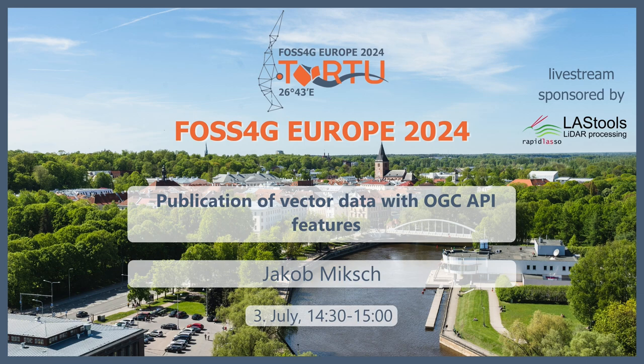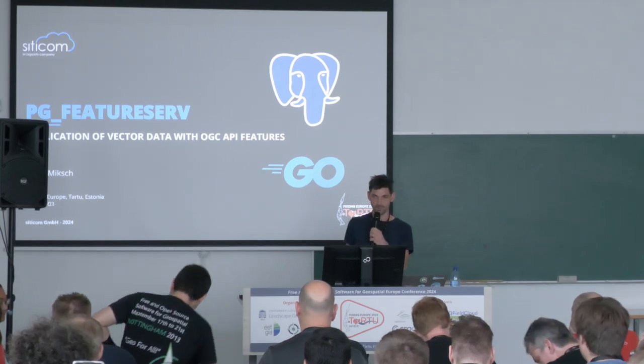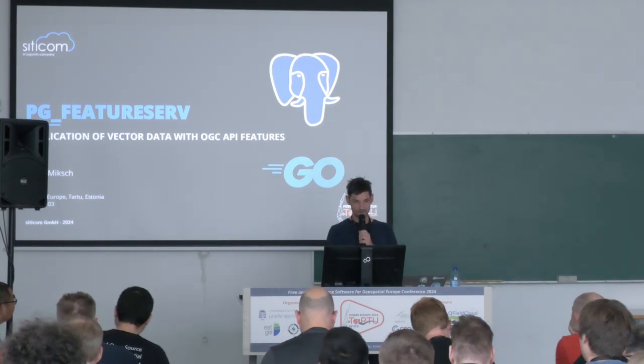So I will present you the tool called PG Feature Serve, where you can publish raw vector data via OGC API Features from a PostGIS database.